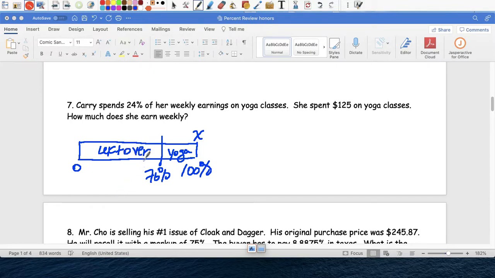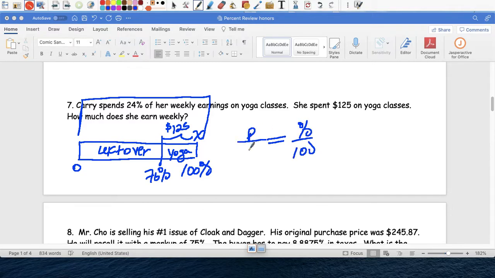So we know that this chunk over here is $125. They're asking you, what's the whole thing? Okay, that's what we want to know. So in class, I said that you can use that percent proportion you learned in 6th grade.